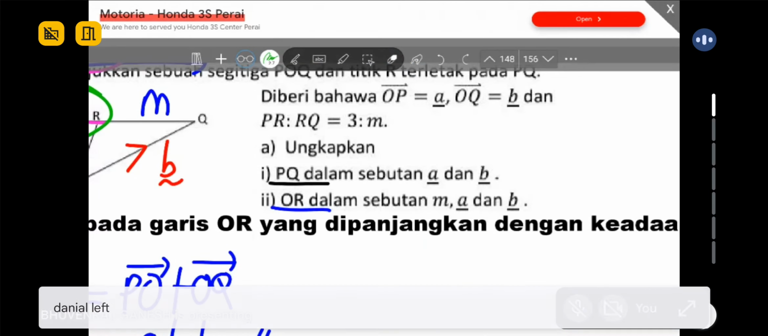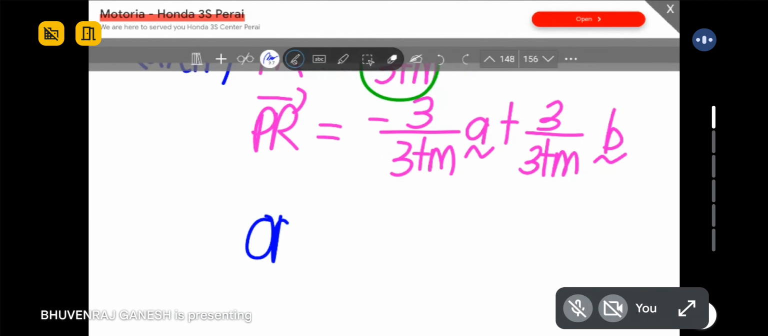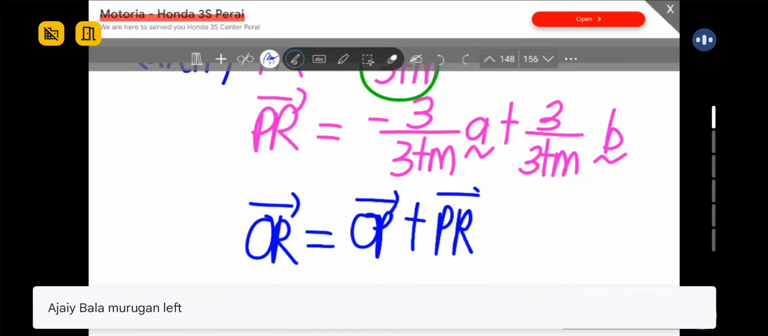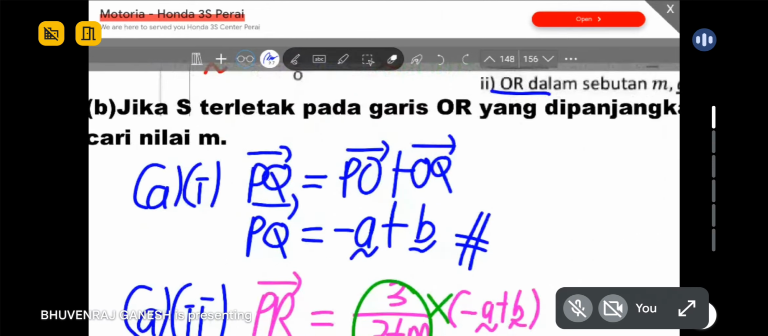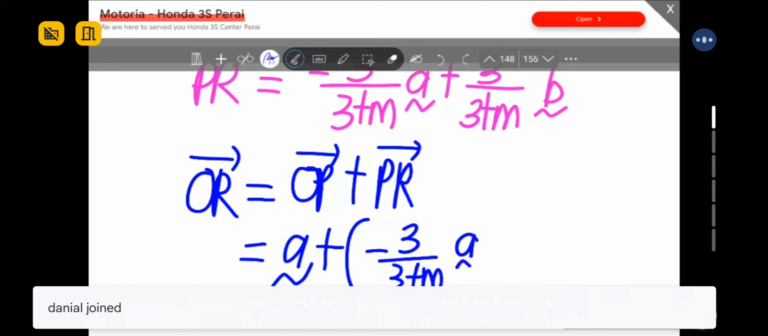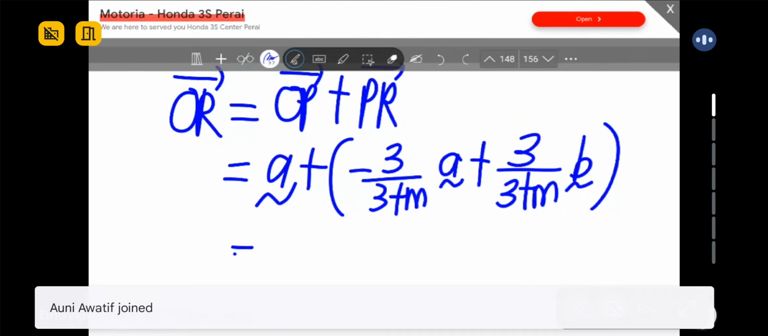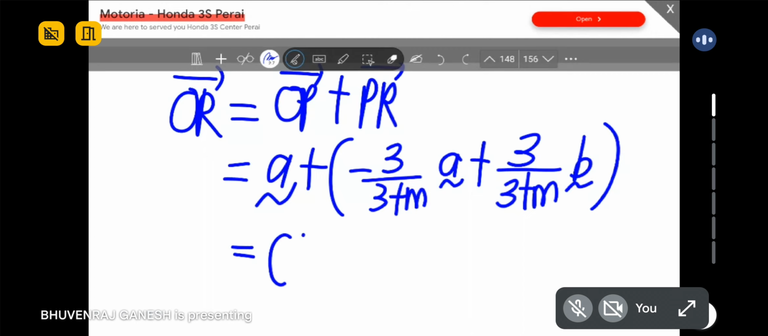But the question is OR, guys. So OR is equal to what? OR is equal to OP plus PR. So you just substitute the information, guys. OP is equal to what? OP is A. So you substitute A plus PR. PR is negative 3 over 3 plus M times A plus 3 over 3 plus M times B. This is your vector PR, guys. So what is your answer? Finally, you can simplify. So you will get the answer 1 minus 3 over 3 plus M.